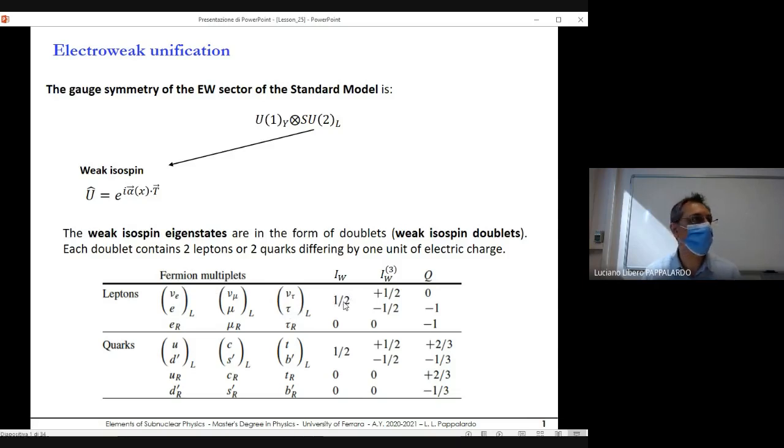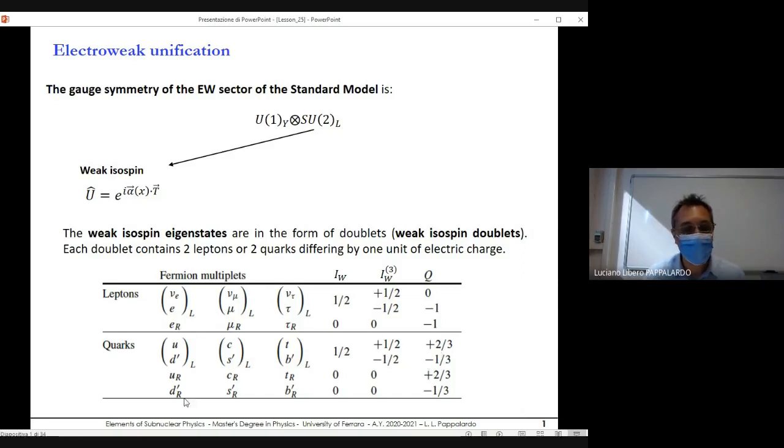Each doublet is assigned a weak isospin 1/2, and the two components of the doublet are distinguished by the third component of the weak isospin, which we also call the weak charge, essentially the charge of weak interactions, which can be either plus or minus 1/2, in accordance with the electric charge. For the quarks, we have three additional isospin doublets: u d prime, c s prime, t b prime, where these are, of course, the weak eigenstates of quarks. The prime means a combination or mixing of down-type quarks, the way we've already started. Also in this case, the isospin is 1/2, and we distinguish the two components by plus or minus 1/2, the third component.